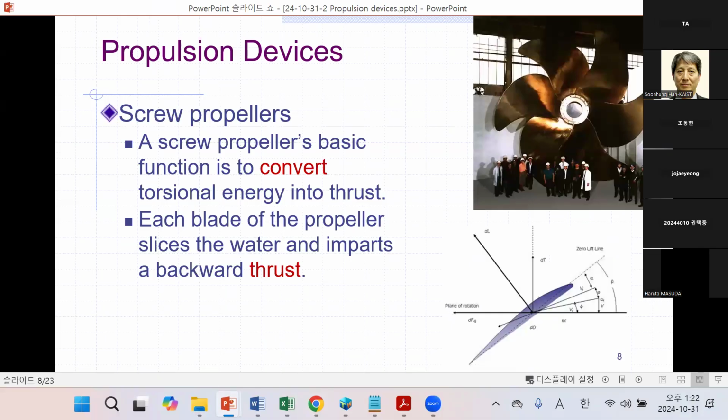Hydrogen device. Full propeller, the function again is converting torsional energy into thrust, pushing the ship. And the blades of the propeller slice the water and impart the backward thrust, pushing down.